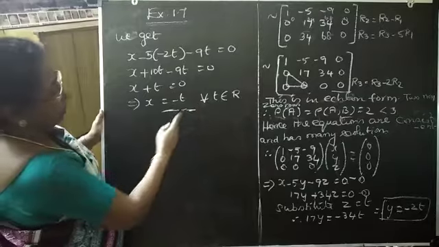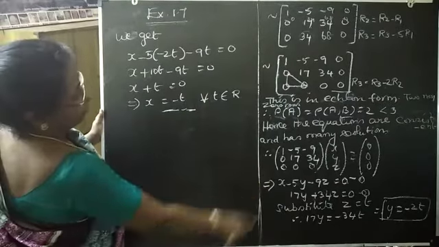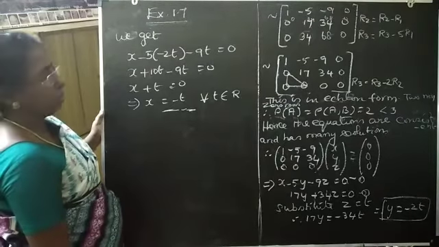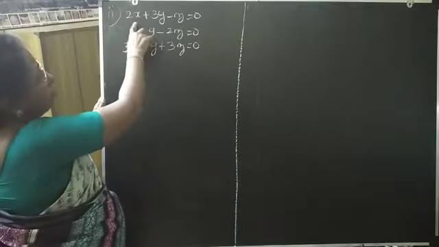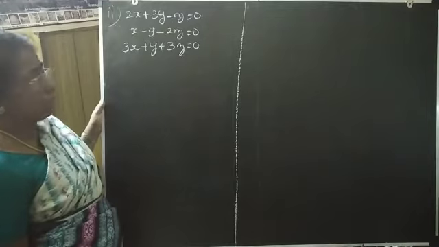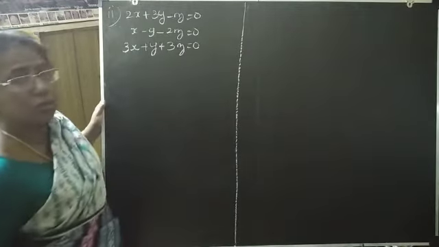Therefore, for all values of t, the given equations will have many solutions. Second question, 2x plus 3y minus z is equal to 0, x minus y minus 2z is equal to 0, 3x plus y plus 3z is equal to 0.